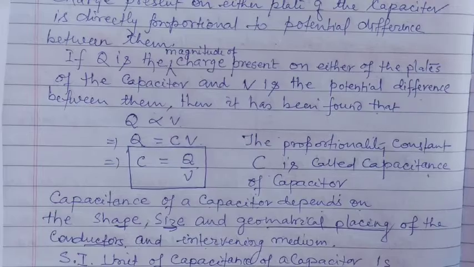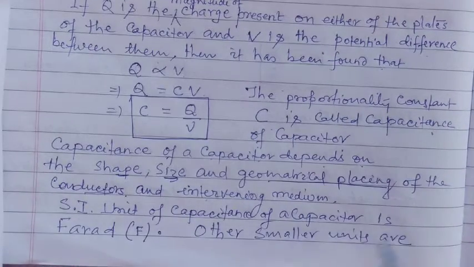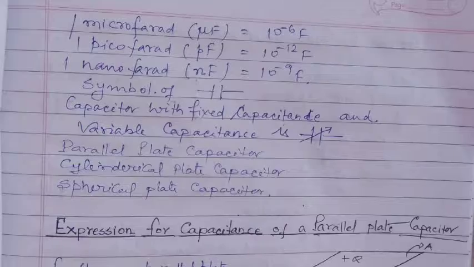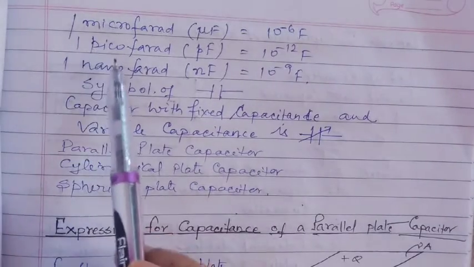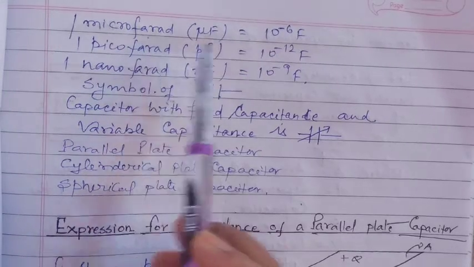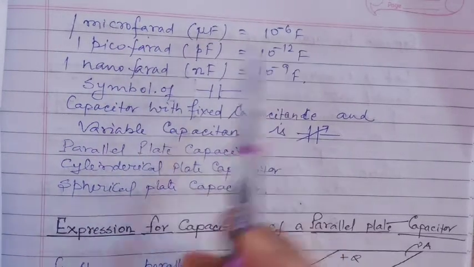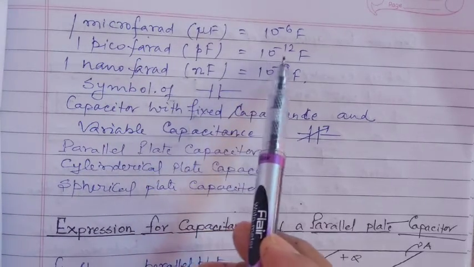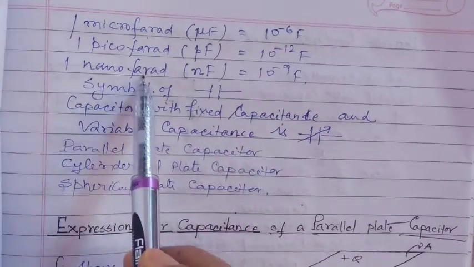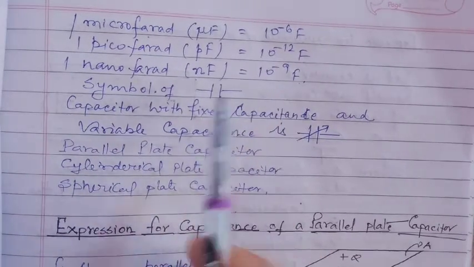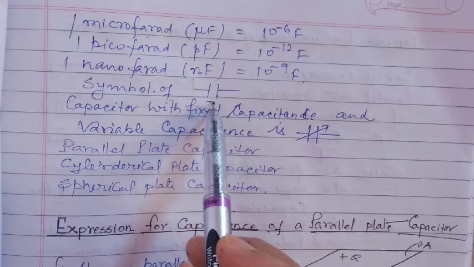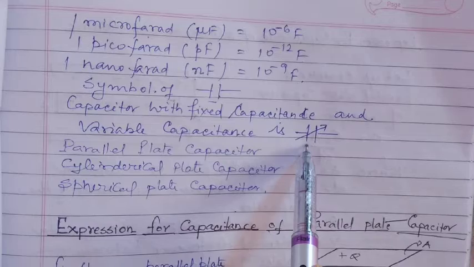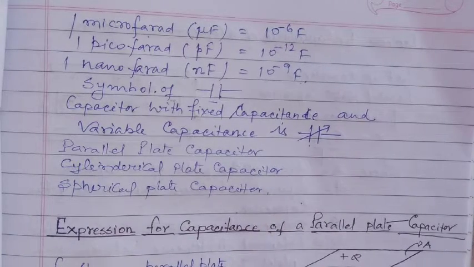The SI unit of capacitance is the farad. Other smaller units are: 1 microfarad, which is equal to 10 to the power minus 6 farad. Picofarad is another smaller unit; 1 picofarad is equal to 10 to the power minus 12 farad. 1 nanofarad is equal to 10 to the power minus 9 farad. This is the symbol of a capacitor with fixed capacitance, and this is the symbol of a capacitor with variable capacitance.